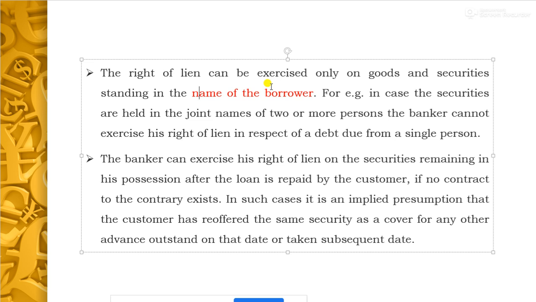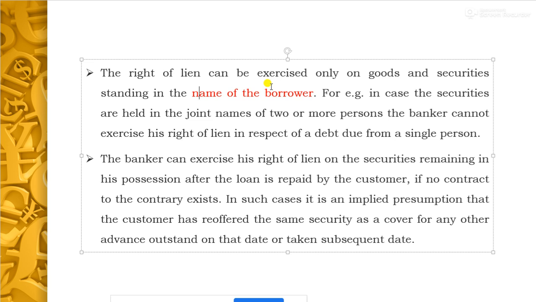In case the securities are held with the banker in the joint names of two or more persons and one of the persons is the borrower, the banker will not be in a position to exercise the right of lien on that particular property, because actually this property belongs not only to the borrower but it also belongs to other persons also.